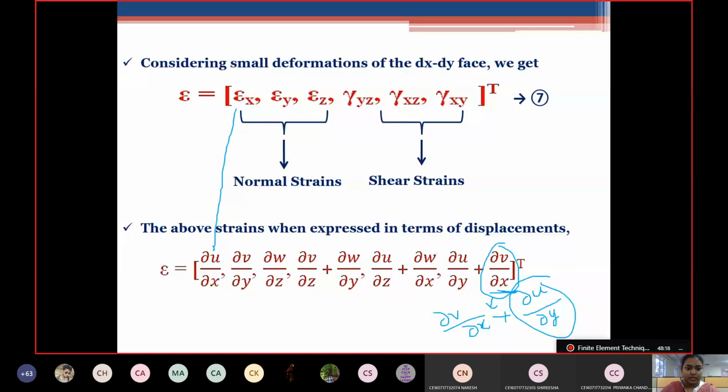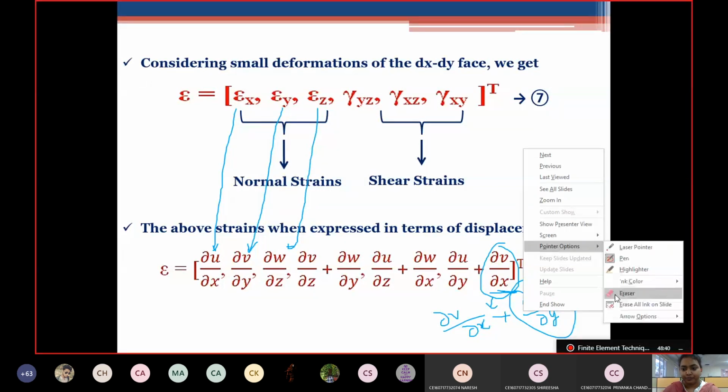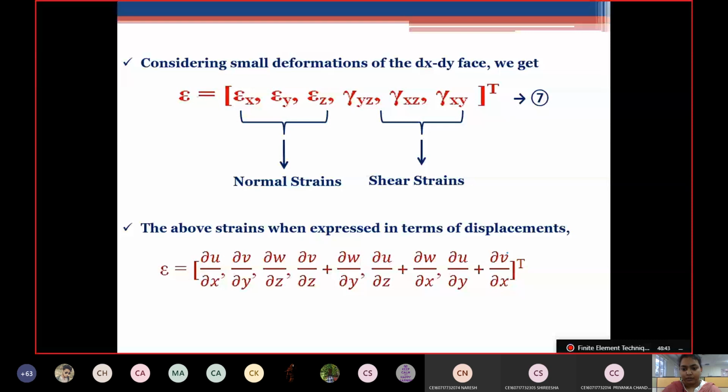This is epsilon x, that is dou U by dou X, the displacement or the strain in the direction of X. And this is dou V by dou Y, that is strain in the Y direction. Dou W by dou Z, strain in Z direction. For this one, please add dou U by dou Y.